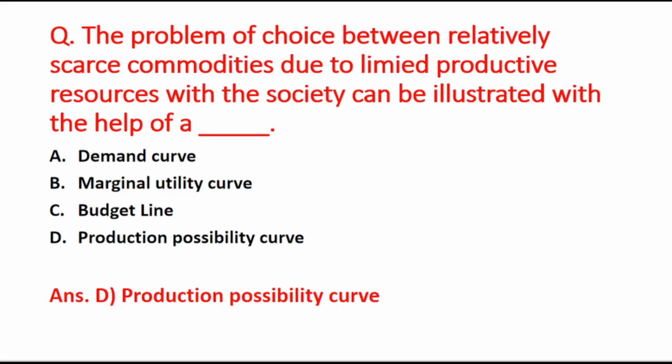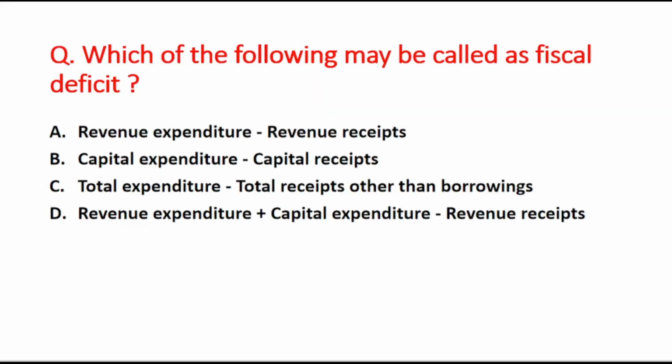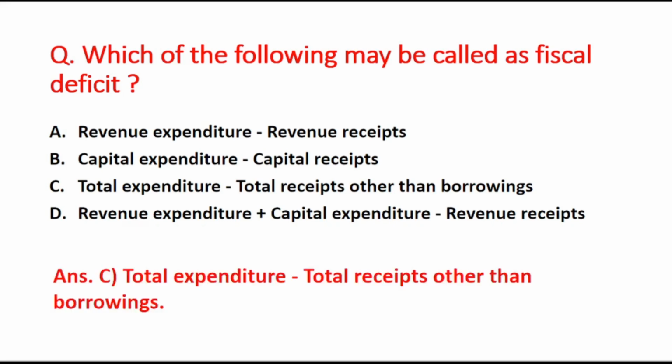Next question is, which of the following may be called fiscal deficit? A option is revenue expenditure minus revenue receipts. B option is fiscal deficit equal to capital expenditure minus capital receipts. C option is fiscal deficit equal to total expenditure minus total receipts other than borrowings. And D option is revenue expenditure plus capital expenditure minus revenue receipts equal to fiscal deficit. So the right answer is option C, that is total expenditure minus total receipts other than borrowings is called fiscal deficit.